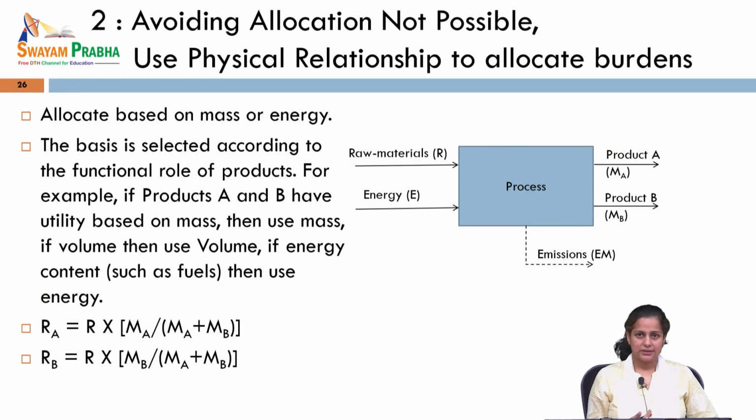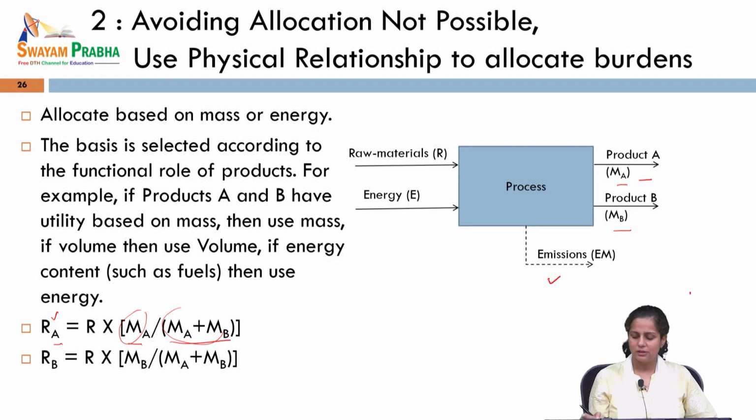Then in the last step, if avoiding allocation is not possible, we use physical relation to allocate burdens. And in this case, it's a very straightforward way: if we know how much product A mass, which is MA, and product B mass, MB, is being made, then we use the unitary method. We just allocate the resource to product A as R times MA by MA plus MB, which is the total production. So, this is just saying what fraction of my resource and energy consumption was used towards the production of A versus production of B based on the mass basis.